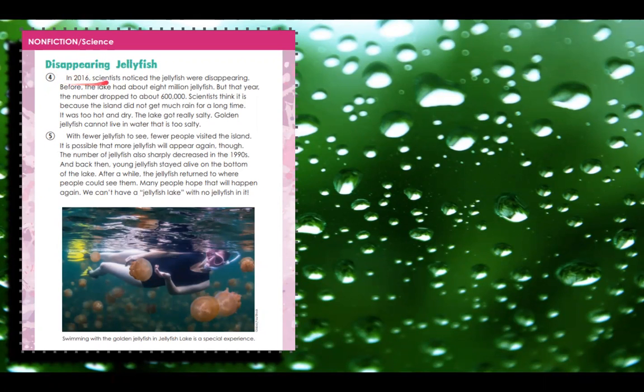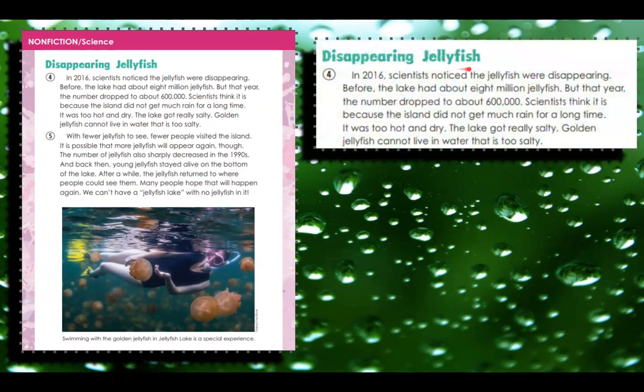So let's read this section. It says, disappearing jellyfish. In 2016, scientists noticed the jellyfish were disappearing. Before, the lake had about 8 million jellyfish, but that year, the number dropped to about 600,000. Scientists think that it's because the island did not get much rain for a long time. It was too hot and dry. The lake got really salty. Golden jellyfish cannot live in water that is too salty.